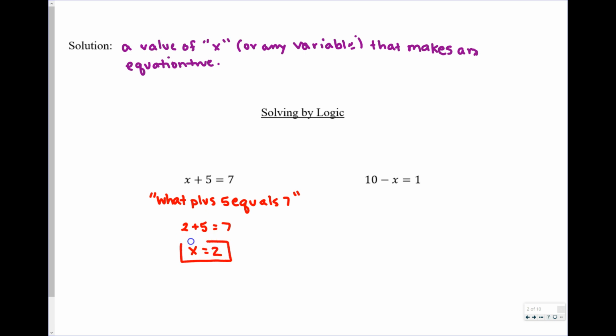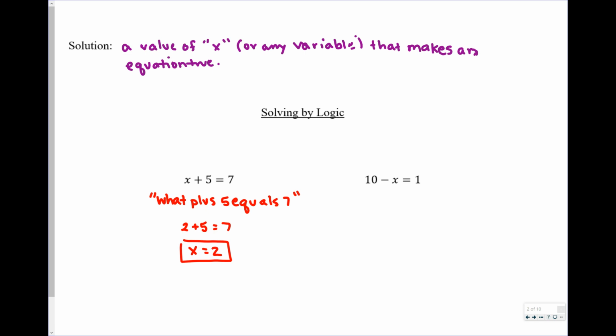I didn't do any of the move things to other sides. I just logically know that, well, x has to be 2 for 7 to equal 7. Okay, so when I plug in the 2, I get 2 plus 5 is 7.